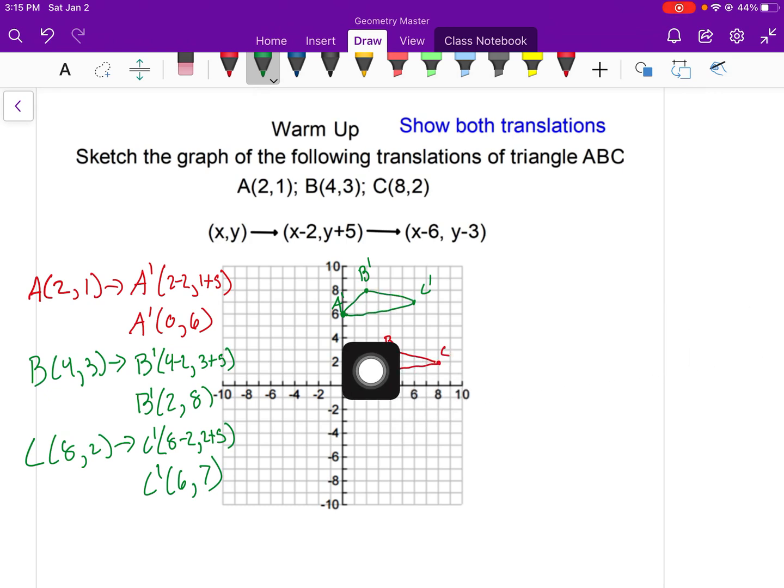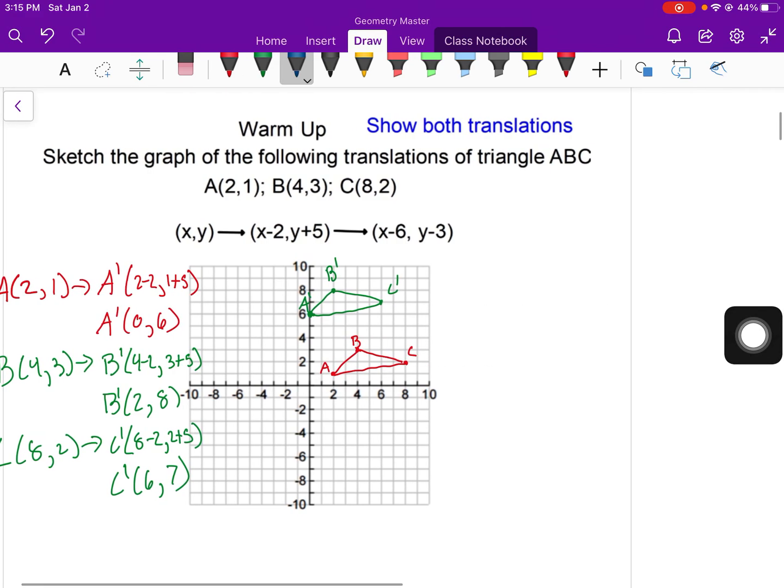So right now, if you did the distance formula, AB is the same length as A prime, B prime, same with AC and A prime, C prime, etc. So now in blue, I'm going to do that final translation. I've already done these two. Okay, I started here and went to there.